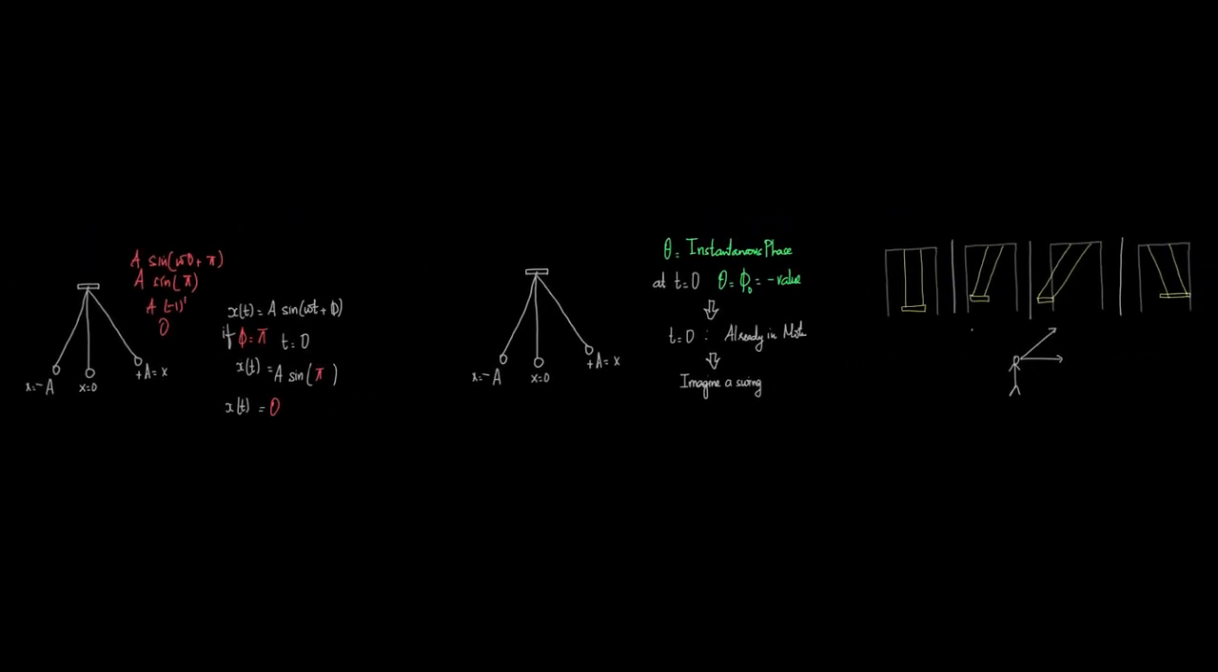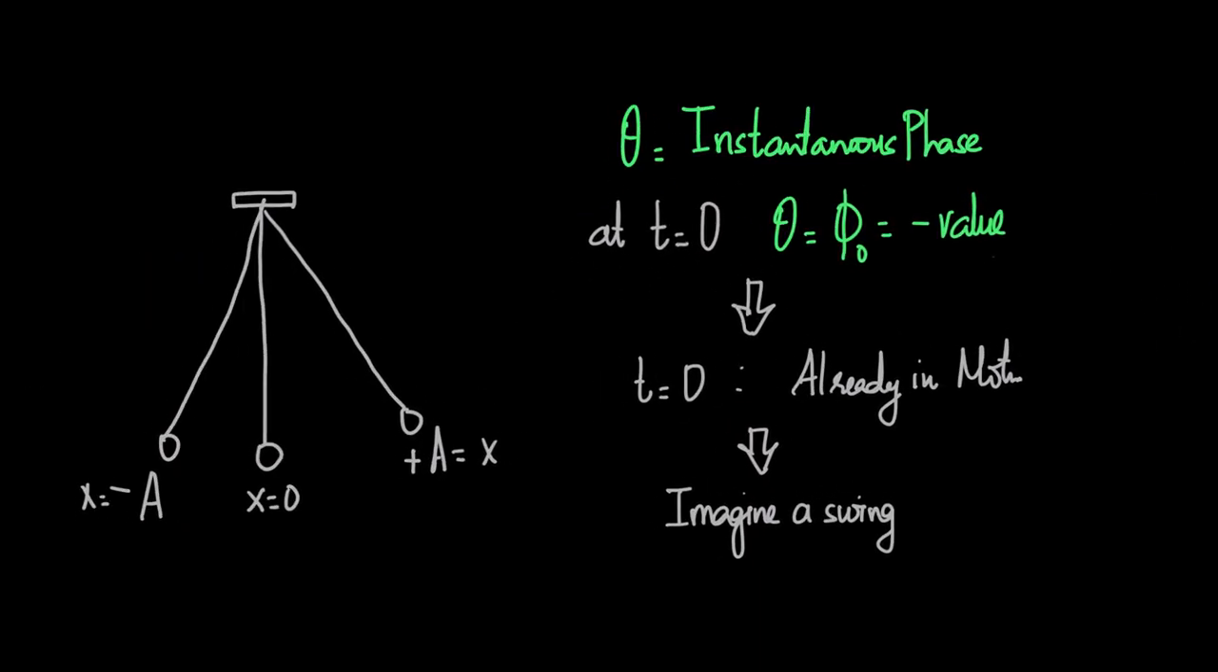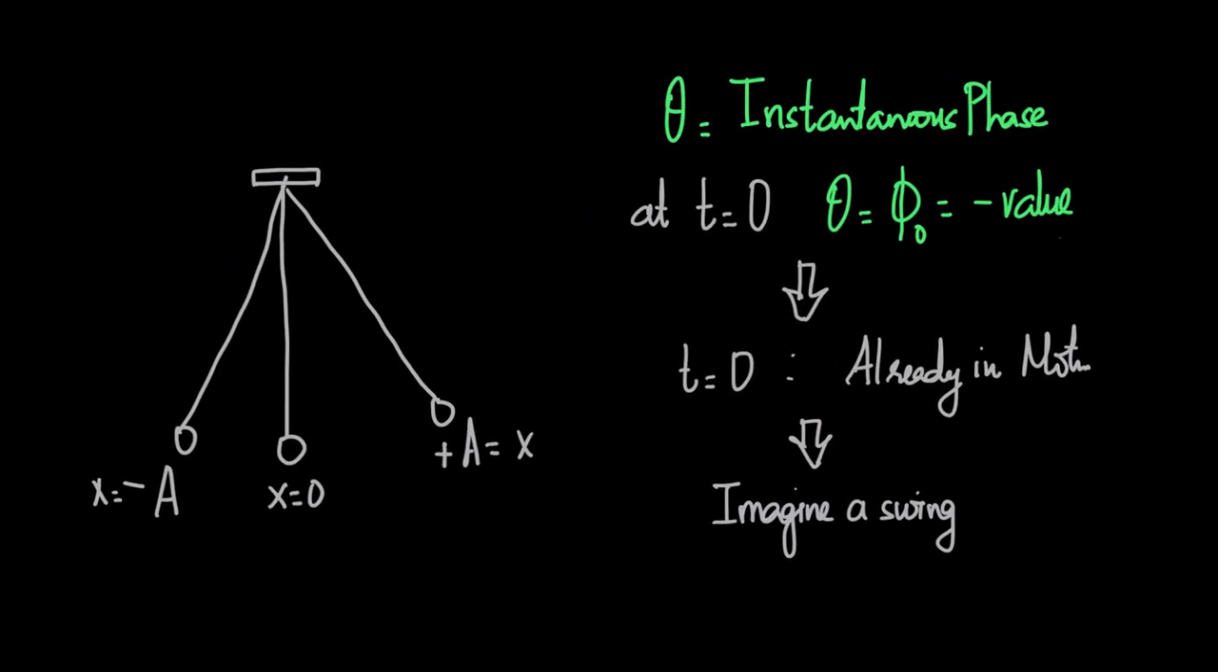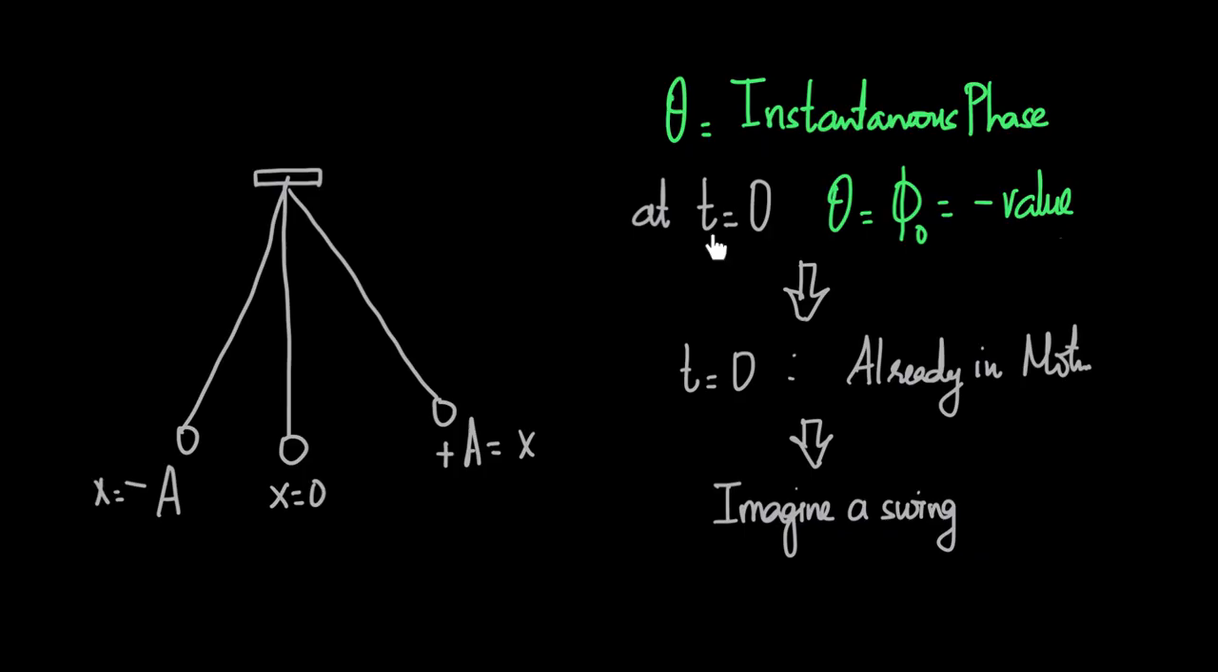Okay, so the whole point of drawing the graph was to explain that at t is equal to 0, if theta is equal to phi 0, which is a negative value, it actually means that the object is already in motion. Or, in other words, the motion has started even before we actually started the observation.